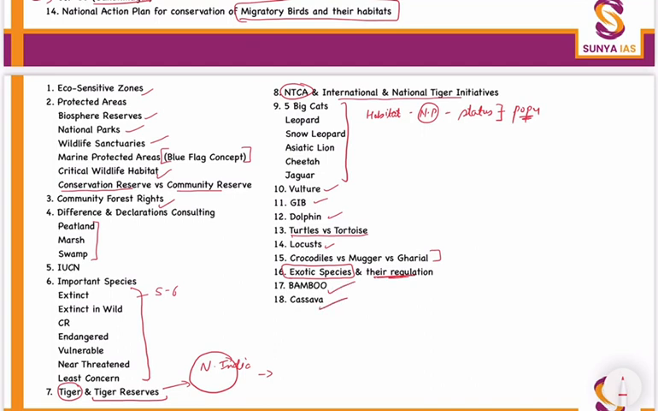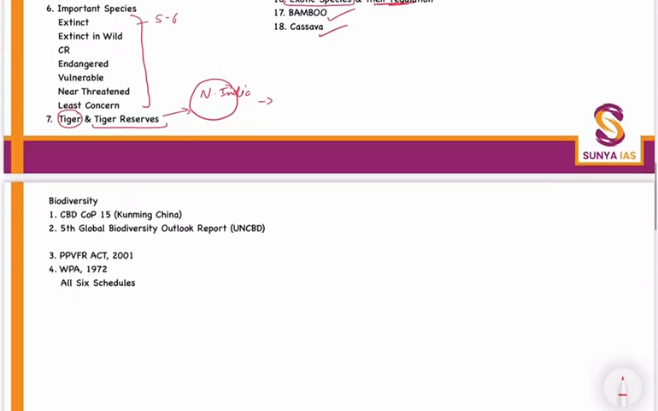Then bamboo, and then cassava. So these are the important things with respect to this year. Then let's move on to biodiversity.